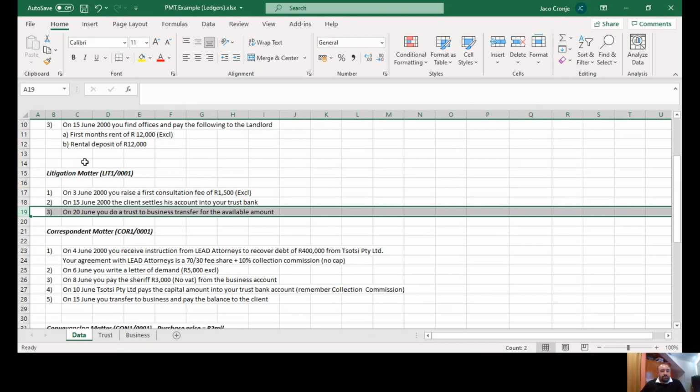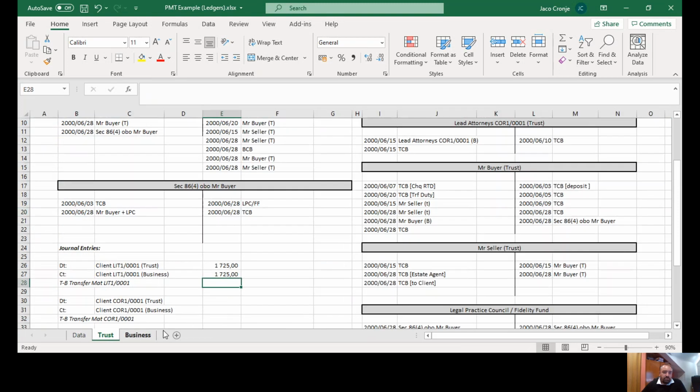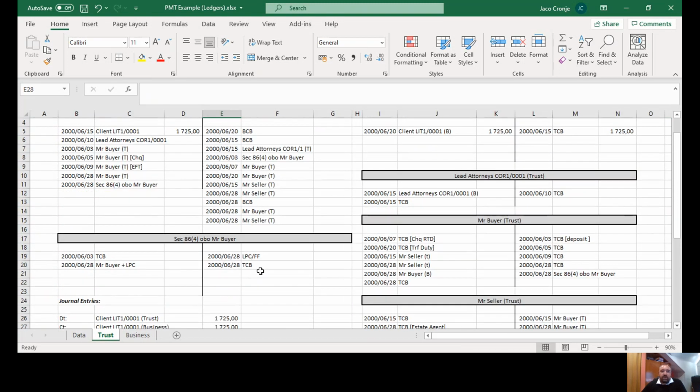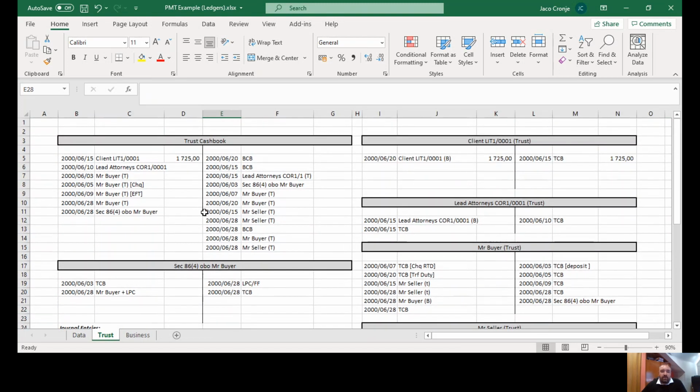Right, so that concludes matter LIT1. We raised the fee, the client settled the fee, and it's not actually done because I have not yet gone and transferred the money from trust into business. So I've done the journal, the value step where I set off the client's trust account against his business account, but now I need to go and transfer the money.